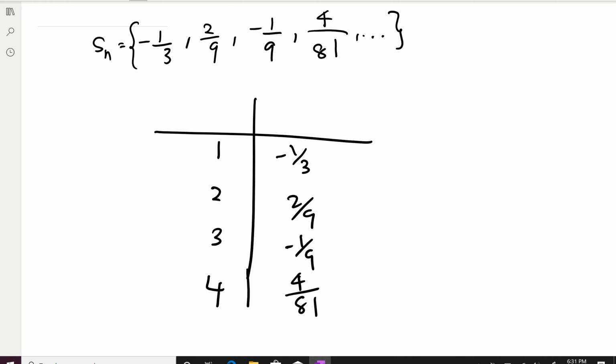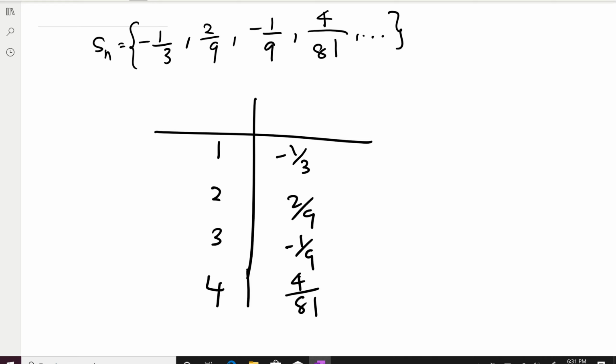Now let's try to see a connection. The first connection that I'm trying to get is that there is a negative and positive switch between the terms. Pause the video and try to write the general term so that it represents just the part of the negative and positive switch. Give it a try.